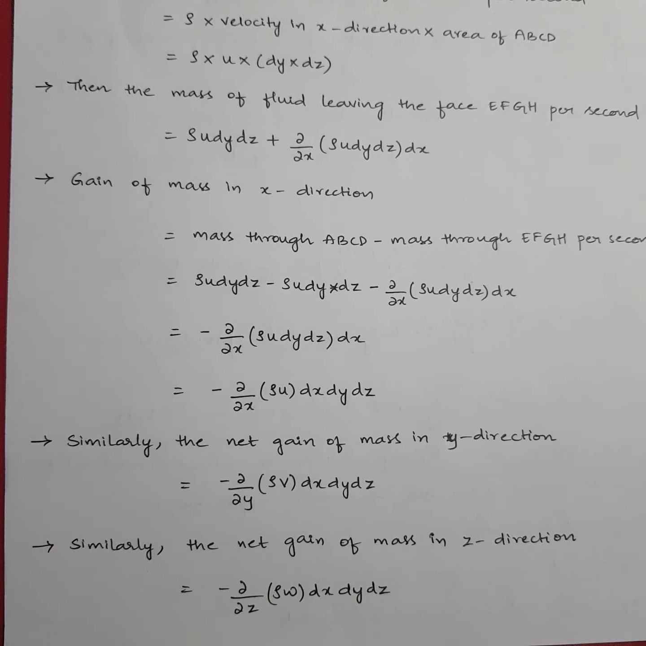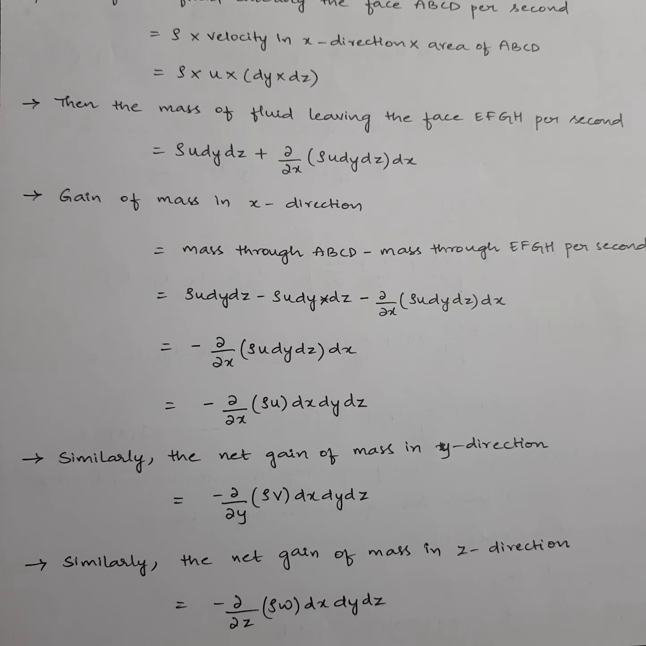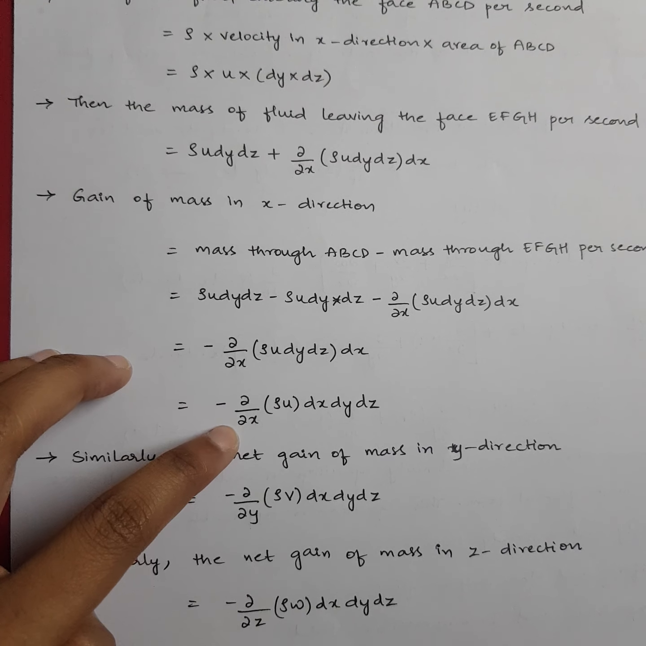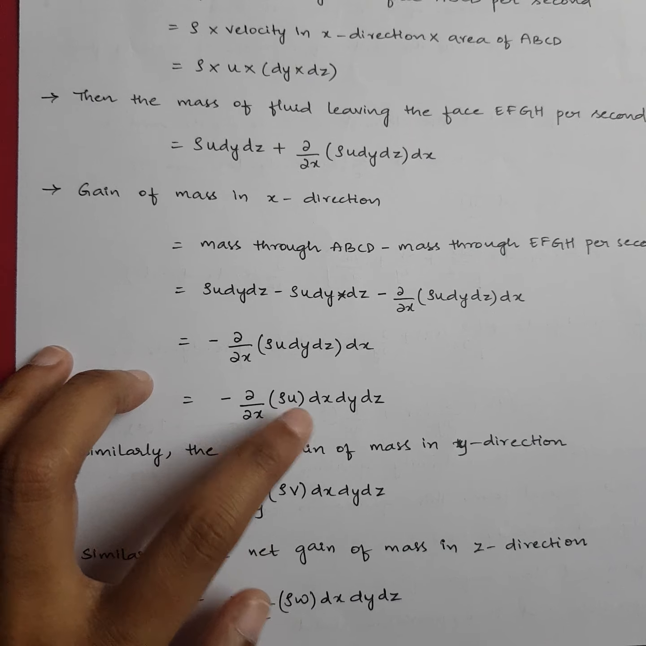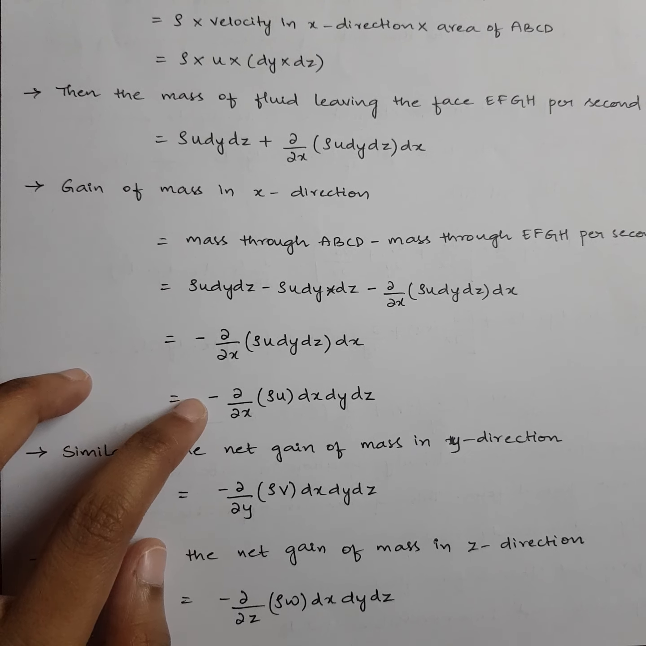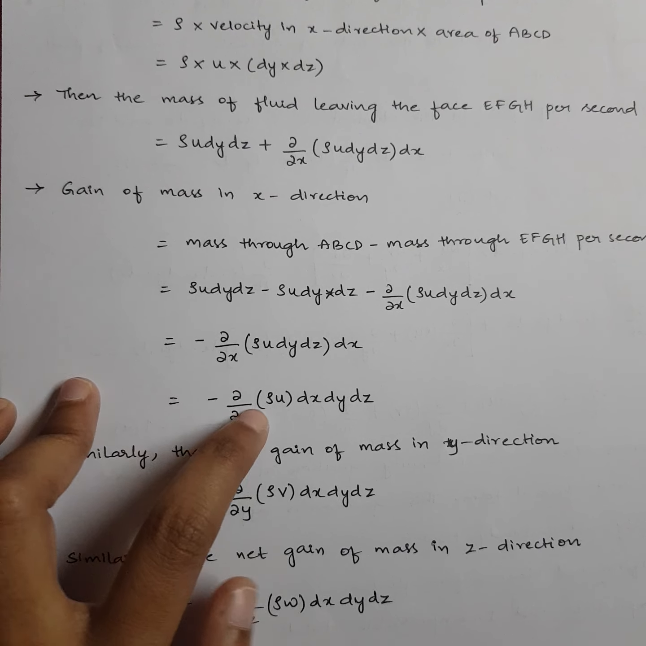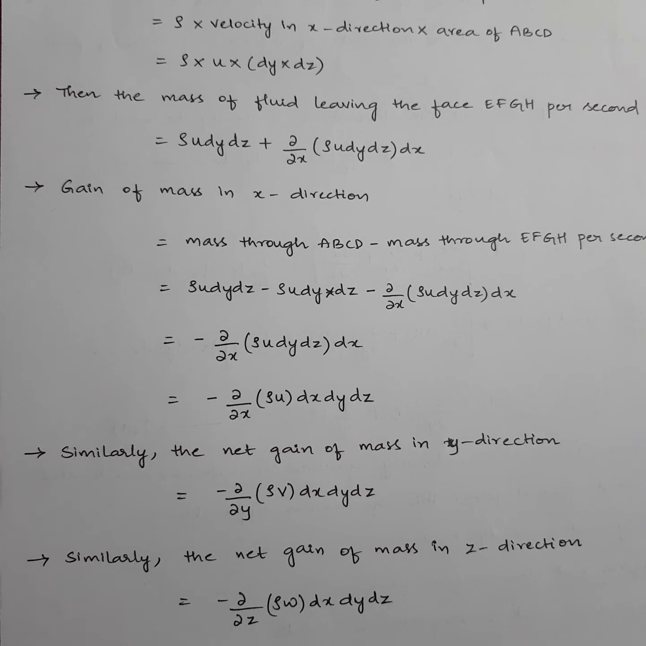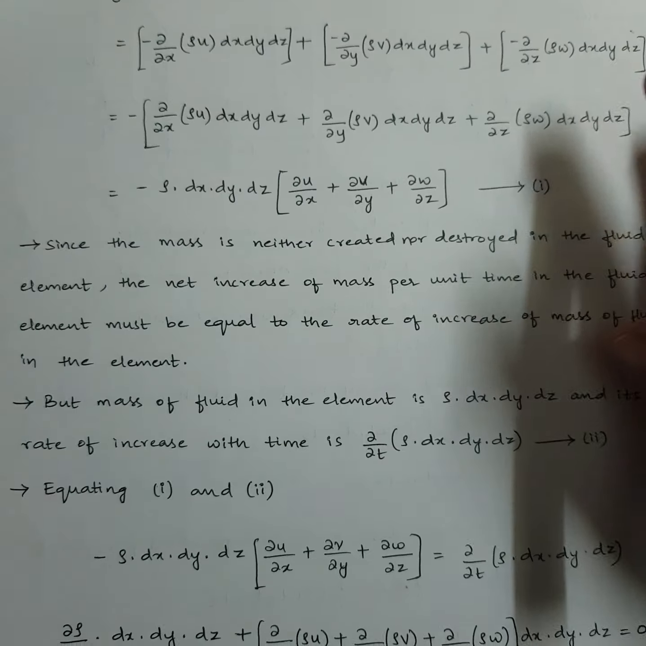So based on this, now let's try to write what is the net gain of mass in y direction. So in y direction, what it will be? Minus of dou by dou y into rho, velocity in y direction will be v, into dx dy dz will be common. Similarly, net gain of mass in z direction will be minus dou by dou z of rho w. Why? Because velocity in z direction is w into dx dy dz. Okay, so these three are the individual gain of masses in x, y and z directions.